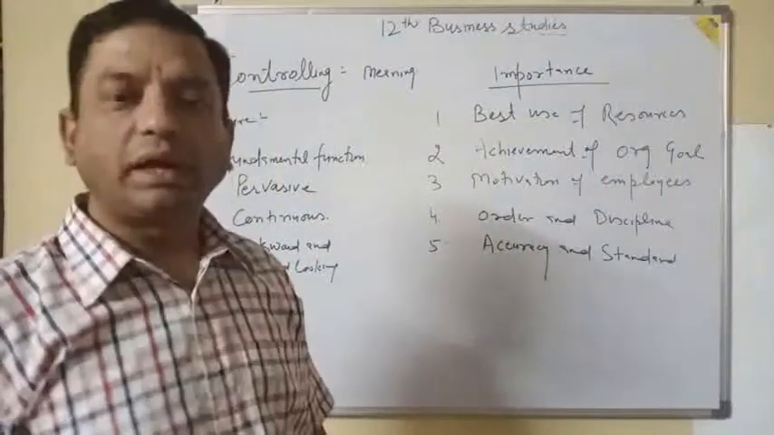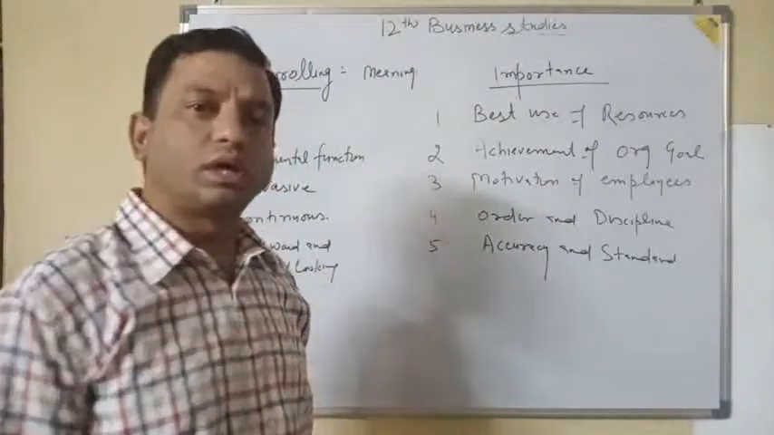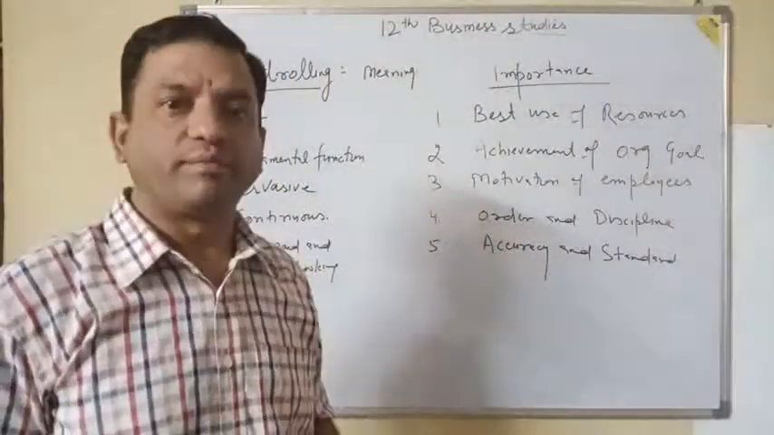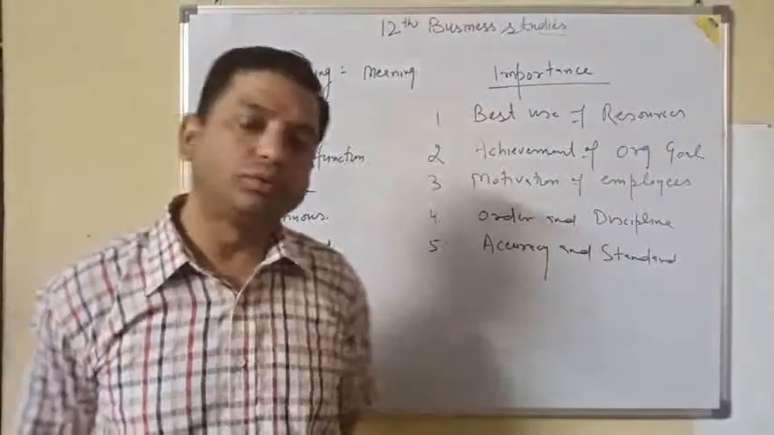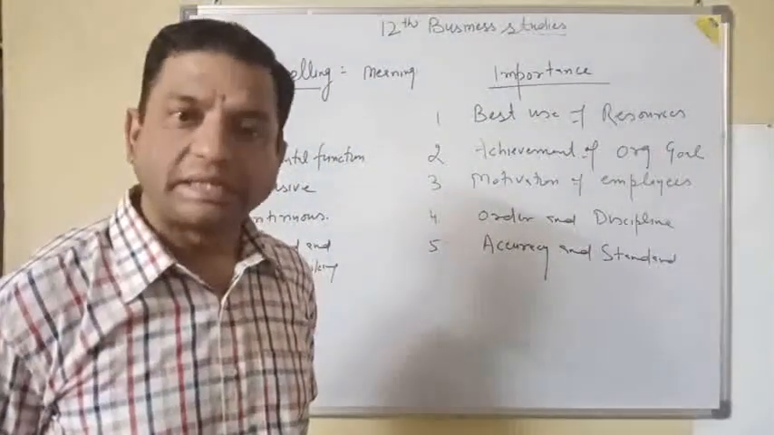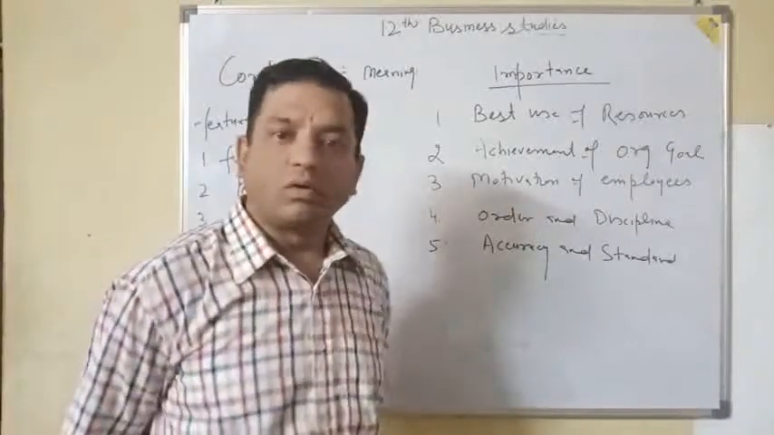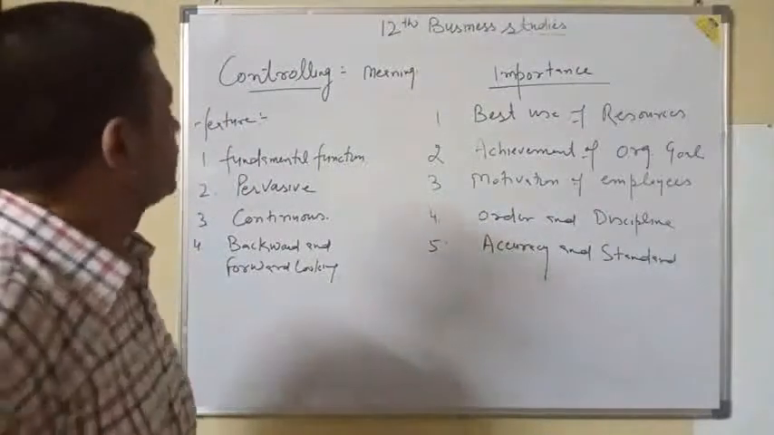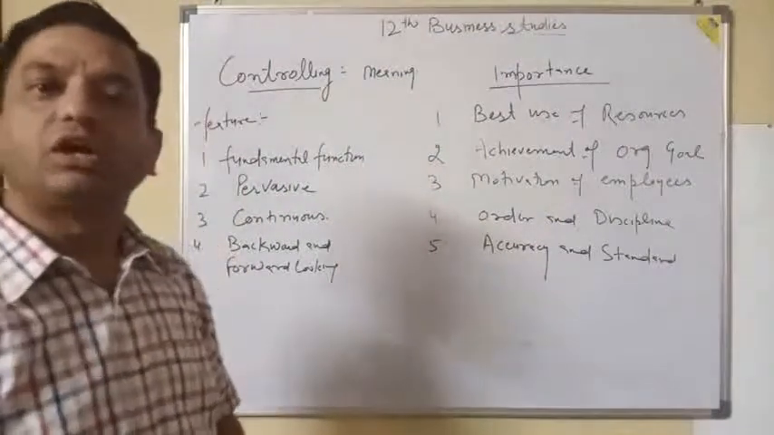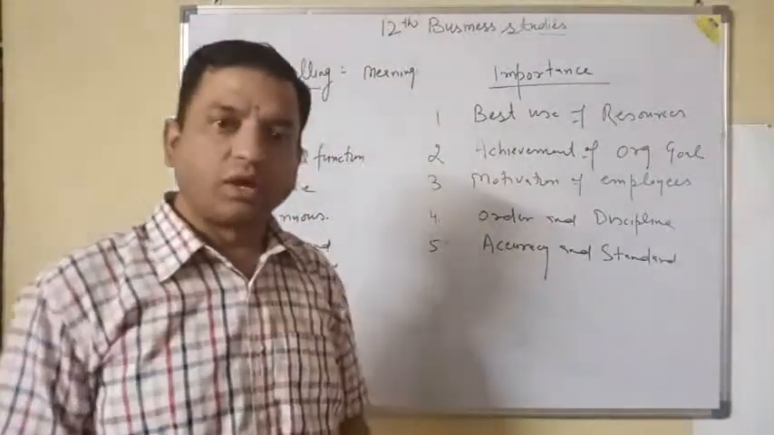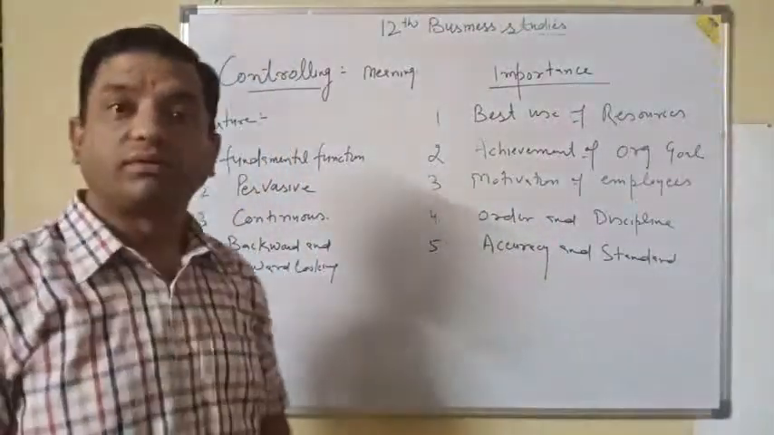As you all know, in our previous video we have gone through the different functions of management, relating to planning, organizing, staffing, and directing. Now we are on the last function of management, that is controlling. What is controlling? It is the last function, but it is not the least function. It is the most important function.